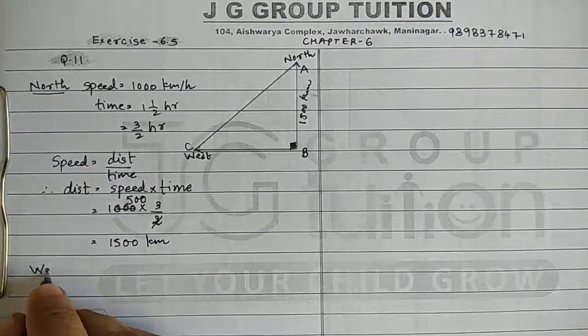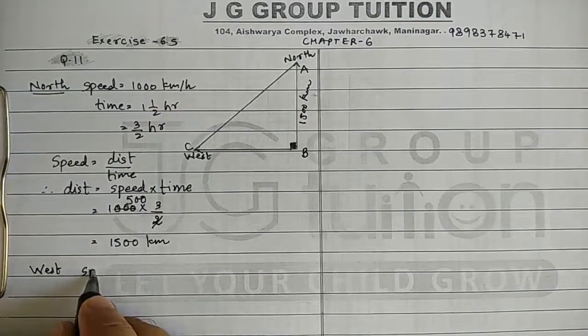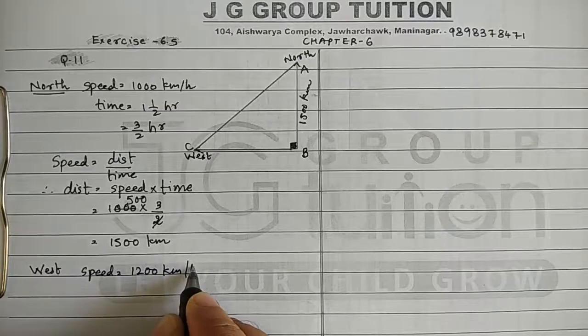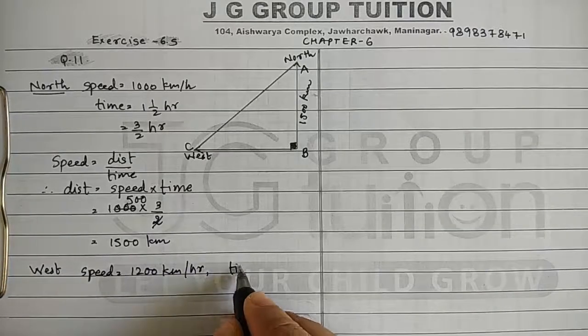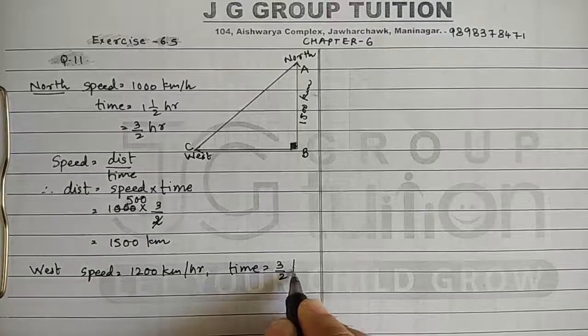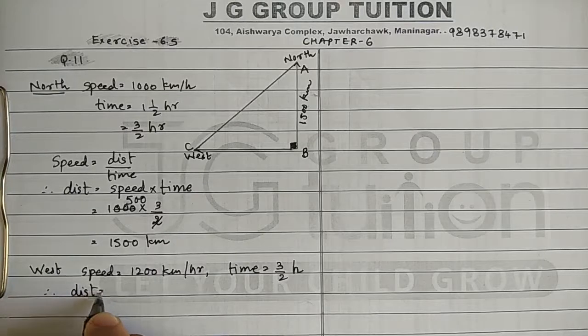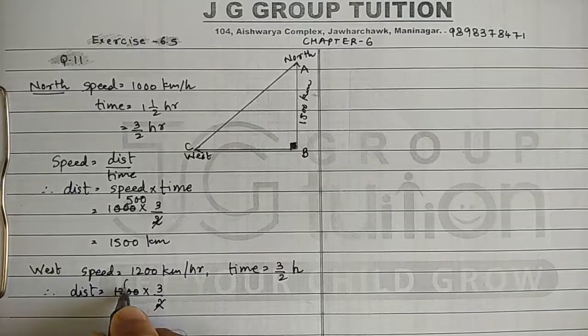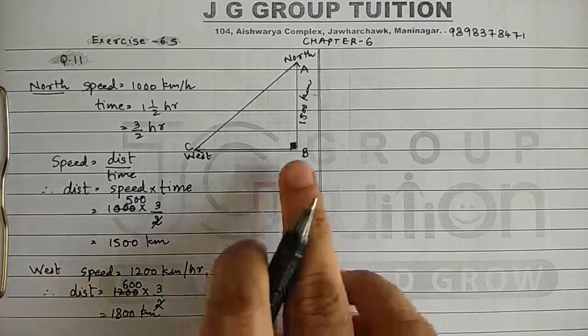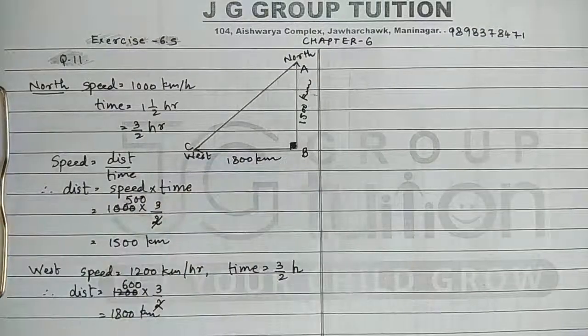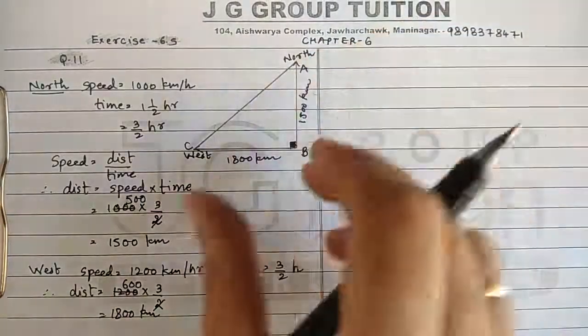Now plane B, which is going in the west region, has a speed of 1200 km per hour, and the time duration is the same, that is 3 by 2. We'll use the same formula. So distance, which we have to find out, is speed into time. 2 6s are 12 and 6 3s are 18. Now this plane has more speed, so obviously it covers more distance in the same time, so 1800 km. So this is 1500, this is 1800.